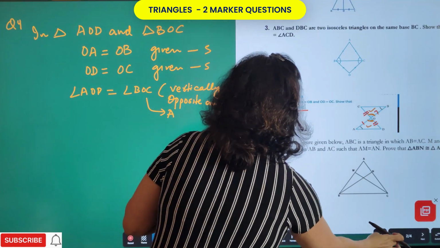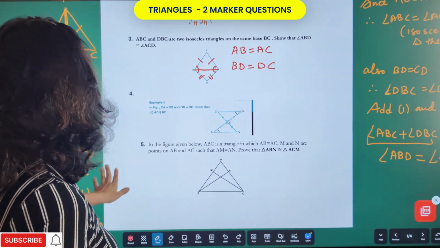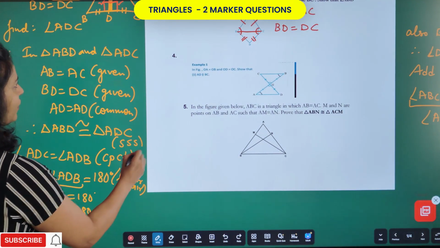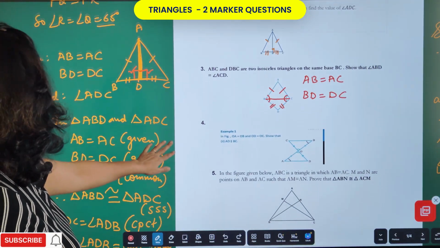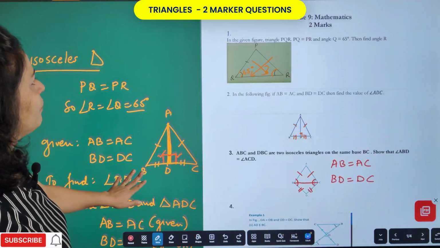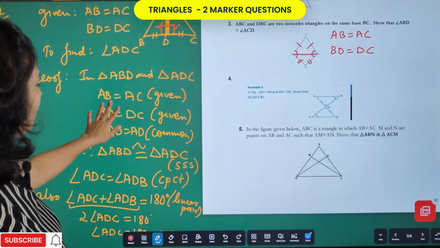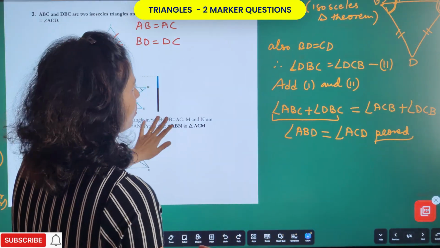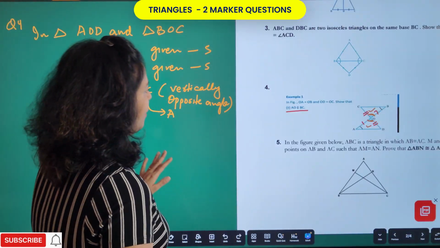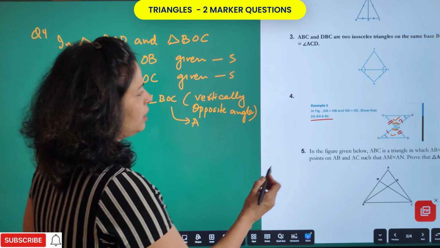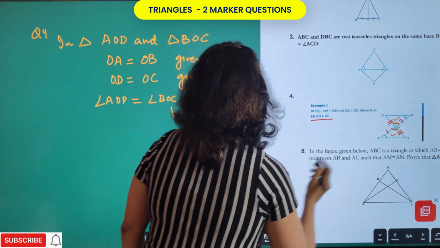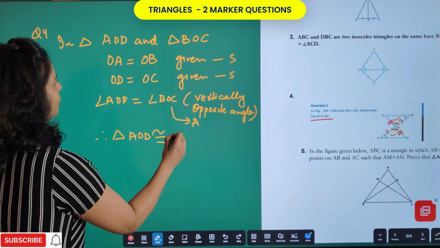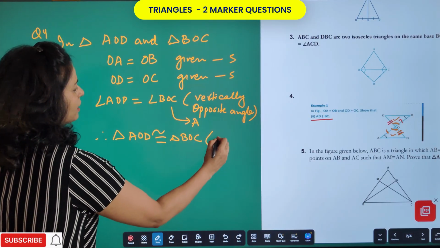In the previous question, question number 2, when we did the congruency, we did it by the SSS rule. In the third question there was no congruency. So here, if you see, it is side, angle, side. Therefore triangle AOD is congruent to triangle BOC by SAS rule.